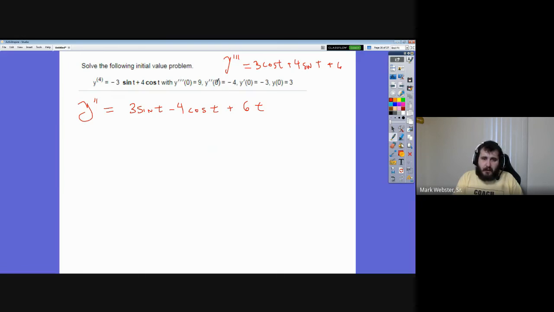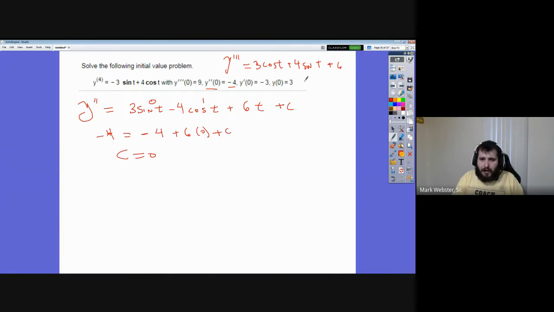Now I know that y double prime of 0 is negative 4, so x is 0, y is negative 4. So again, sine of 0 is 0, cosine of 0 is 1. So we've got negative 4 equals negative 4 plus 6 times 0 plus c. I keep forgetting the plus c. So look, negative 4 and negative 4 cancel out. This is already 0. Here, c equals 0.